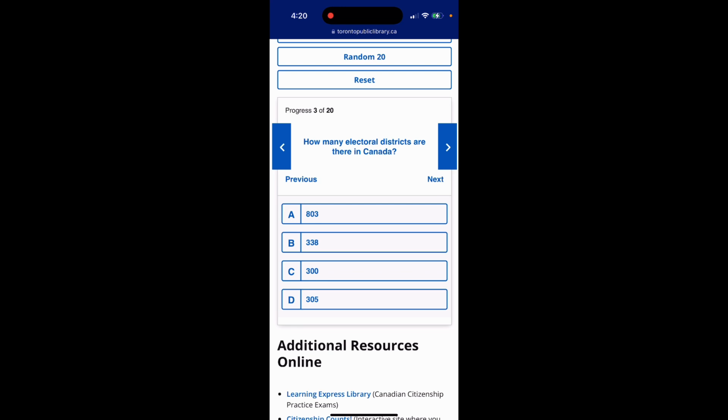Question 3. How many electoral districts are there in Canada? Option A, 803. Option B, 338. Option C, 300. Option D, 305. The answer is option B, 338.